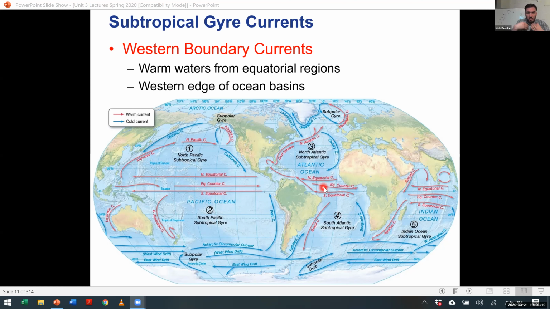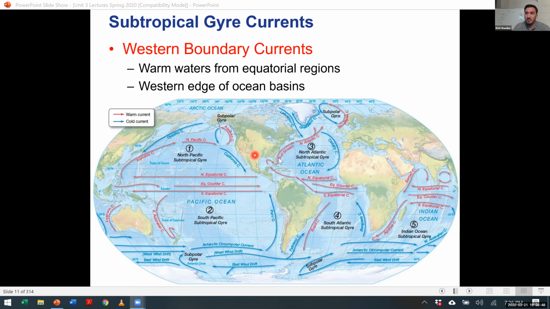We live in California. We are on the west coast of the United States. But the water there off the beach, whatever the beach is, Huntington or Newport or Laguna or Long Beach, that's not the western side of the Pacific Ocean. That's the eastern side of the Pacific Ocean. The western boundary current is going to be on the other side of the Pacific Ocean, way over here off the coast of the Philippines and Japan. That's called the Kuroshio current.